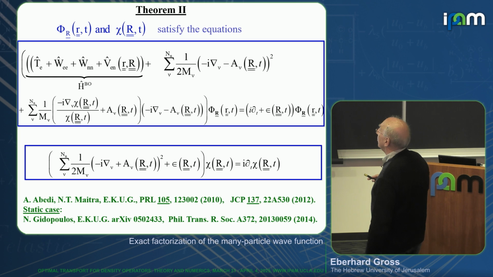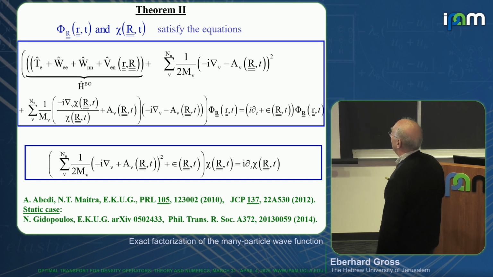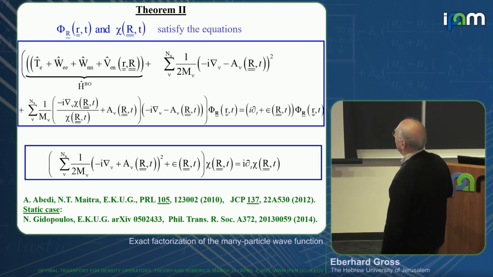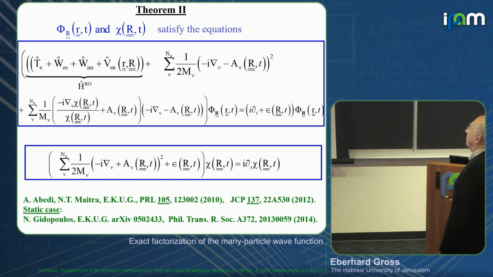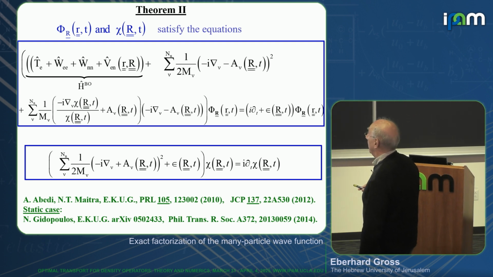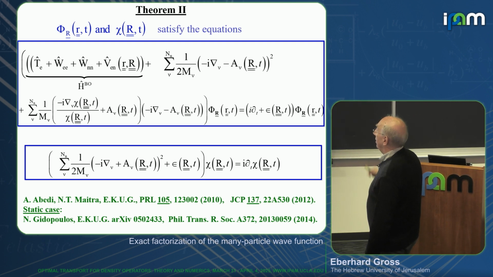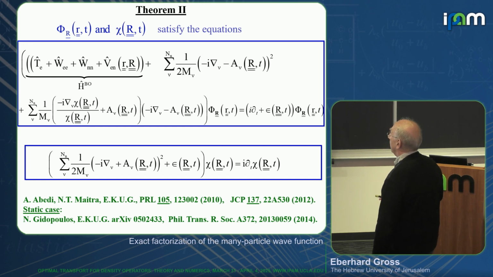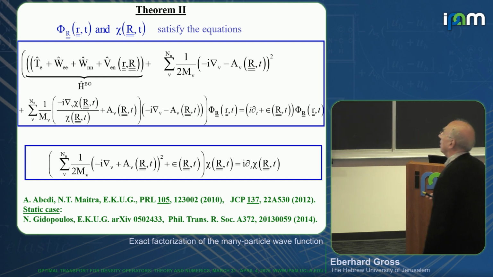Okay, so let's look at the nuclear equation first. So that's a nice Schrödinger equation. You have a scalar potential, a vector potential. And there are n-body operators, so you have the full set of nuclear positions here, both in the scalar potential and the vector potential. But otherwise, it's a nice Schrödinger equation.